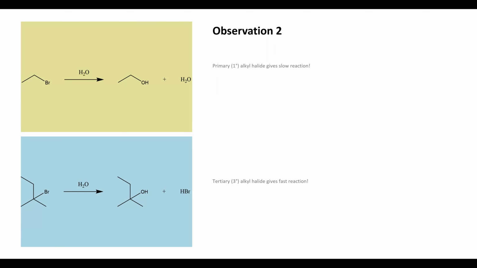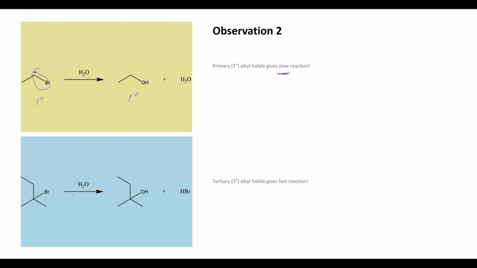Now, our second observation that chemists make is that in some cases, the reaction rate depends on the type of haloalkane. So in this instance, primary haloalkanes react slow, but tertiary haloalkanes react fast. So at the top here, we have what we would call an alkyl bromide. And this is a primary alkyl bromide because there's only 1 carbon that is bonded to the bromine. And it forms a primary alcohol.